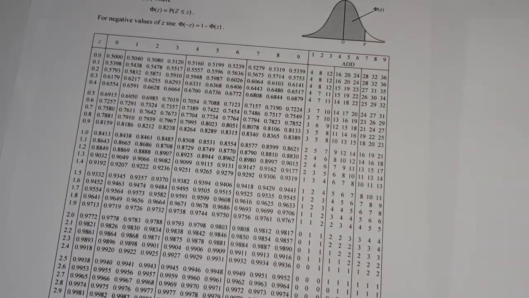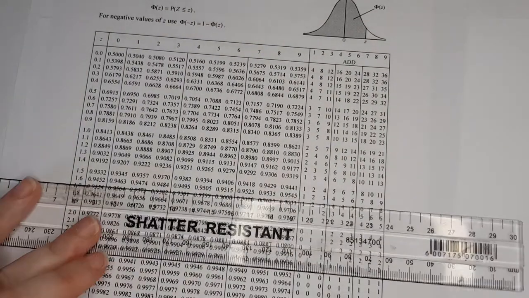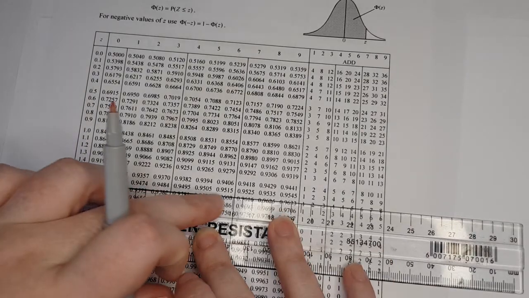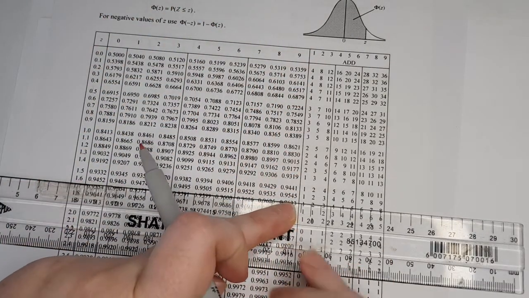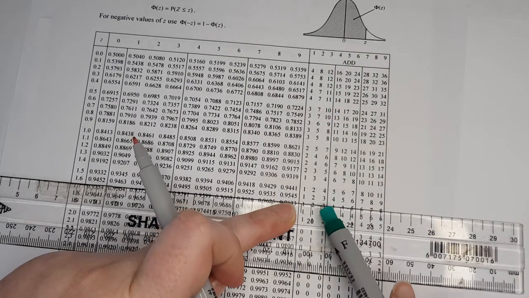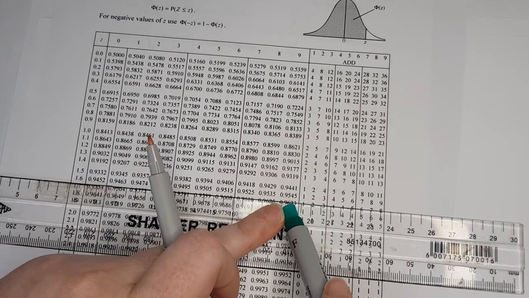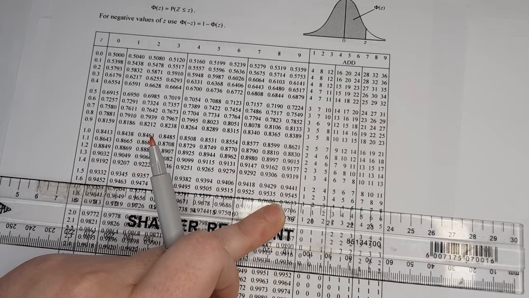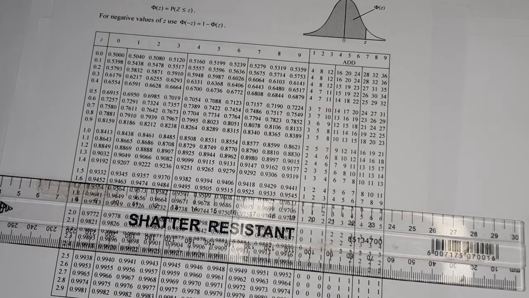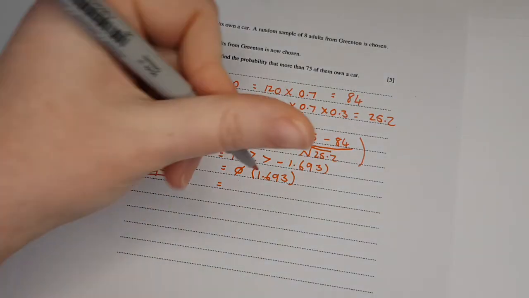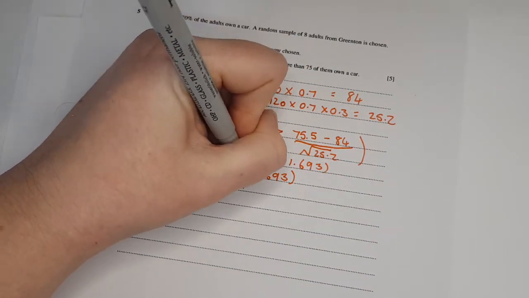So I look through my table, I find 1.69, and then 3 is adding 3 onto that. So adding 3 would be my 0.954, and then 5 plus 3, which would give me 8. So I've got 0.9548 as my answer, and that would then be my final answer.